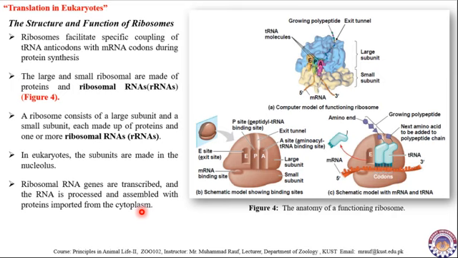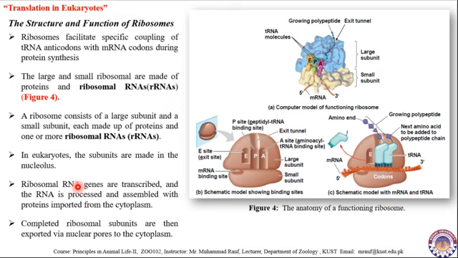So when ribosomal RNA is transcribed from DNA, then it finds its way to the nucleolus, and the nucleolus already has the proteins that arrived from the cytoplasm, and their aggregation takes place in the nucleolus. Complete ribosomal subunits are then exported via nuclear pores to the cytoplasm.